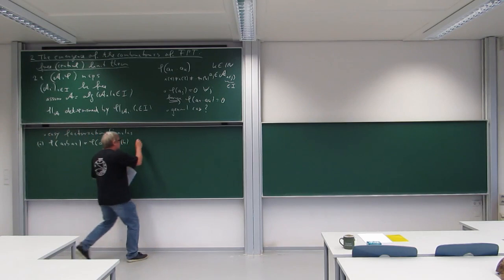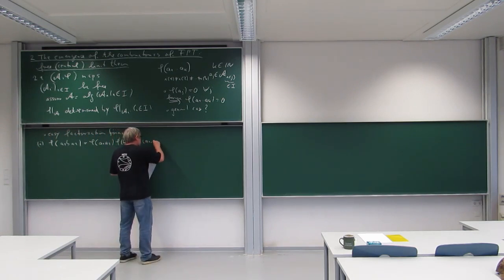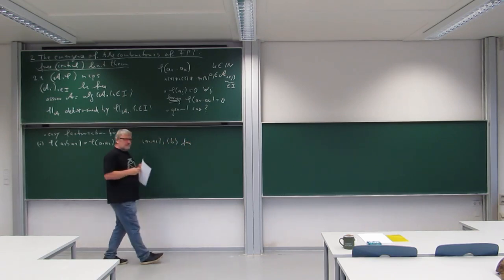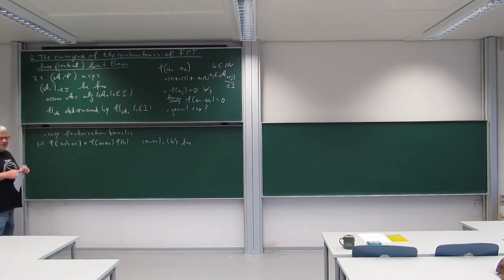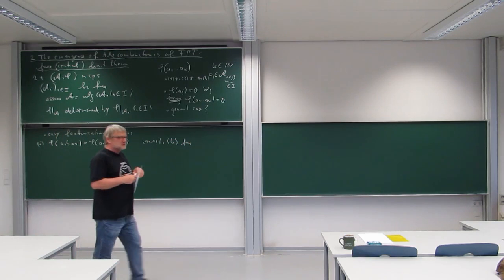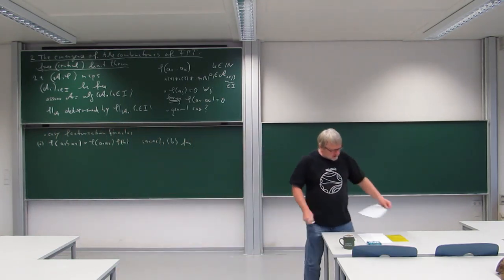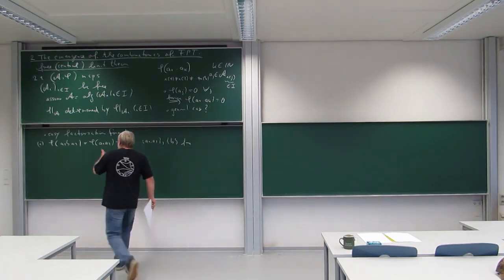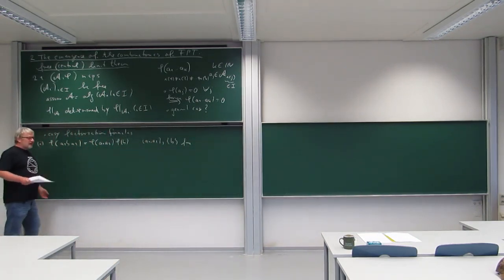Okay, so this is the case when the A's are free from B. So this is an easy formula. This is something which you can understand quite directly. This is also the same formula as we would have for classical independent variables.